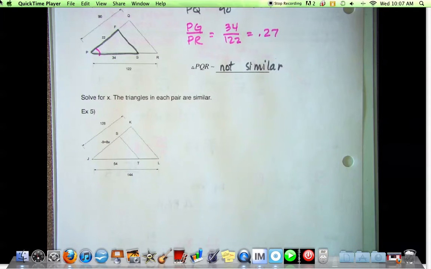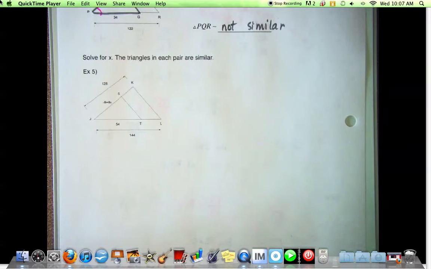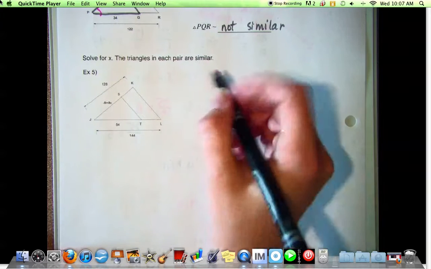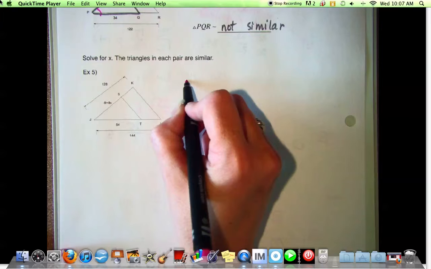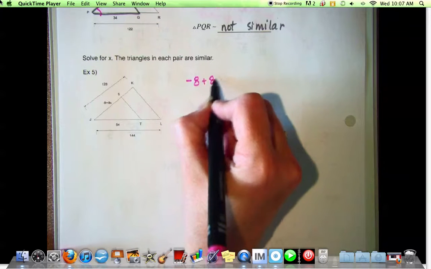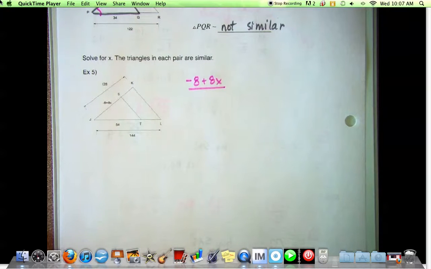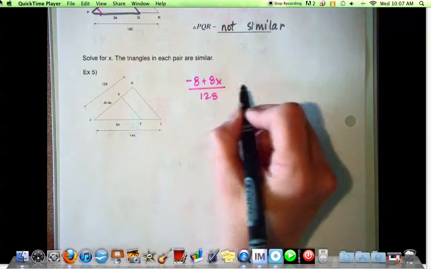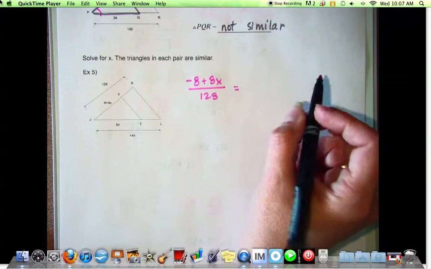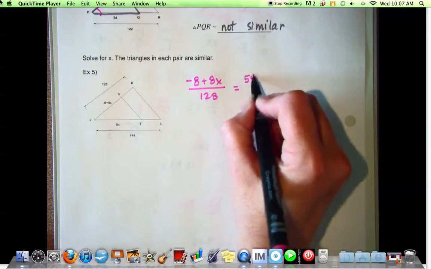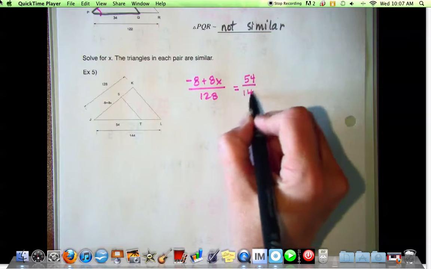Alright, solve for x, the triangles in each pair are similar. So, what sides are similar to each other? JS is similar to JK. Okay, so JS has a length of -8 plus 8x, and that's similar to side length what? 128. And that's equal to 54 over 144.